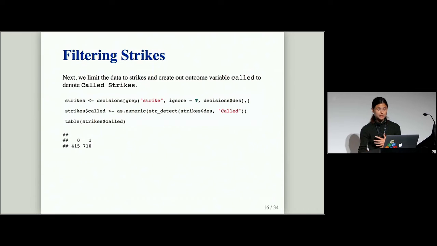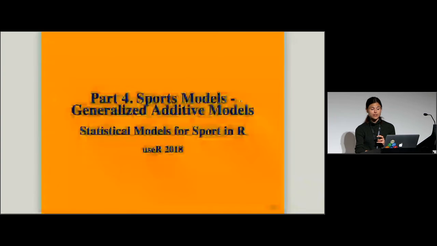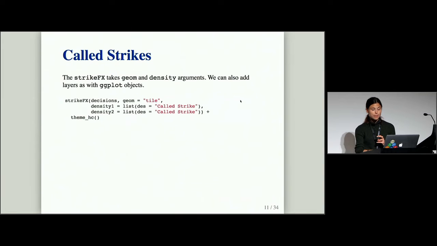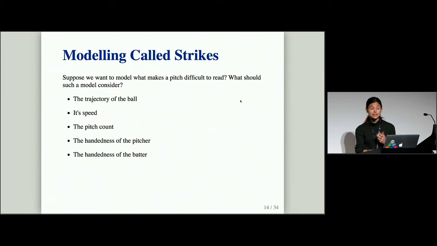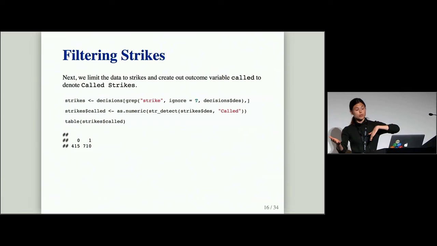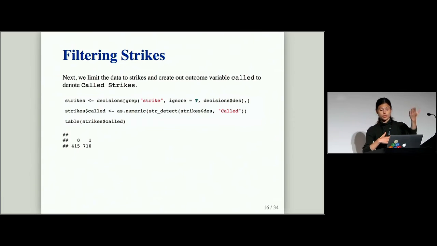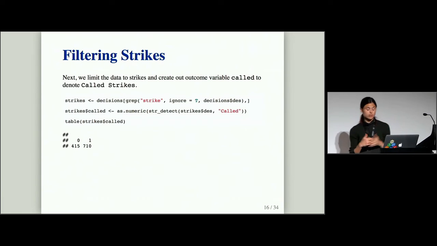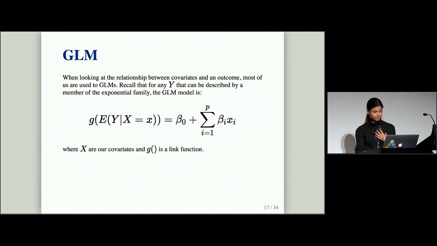Okay, so we have this expanded data. And now I'm going to limit it to strike types. To do that, I'm going to just look for any pattern in the designation variable that has strike in the name. That'll isolate to all strikes, and then I'm just going to create a binary variable for whether it was a called strike or not, just using the called string. So my outcome of interest here is this variable called that I've created.